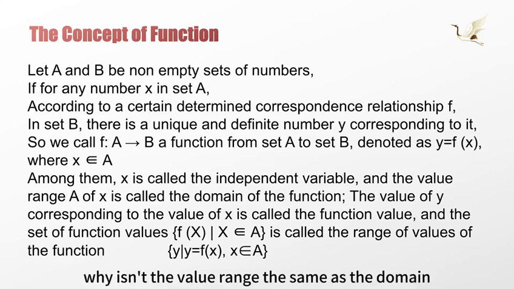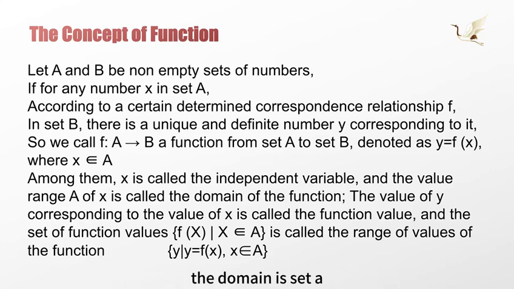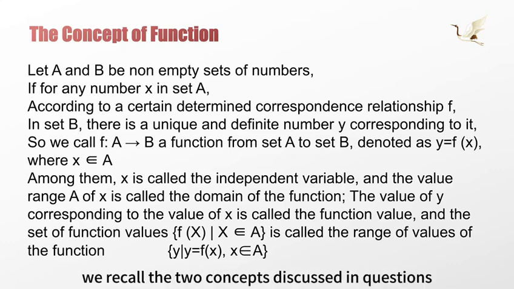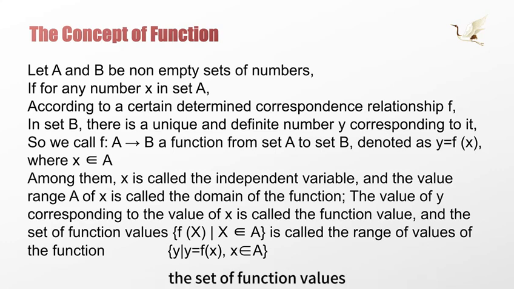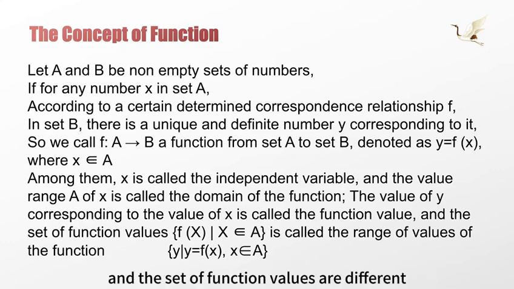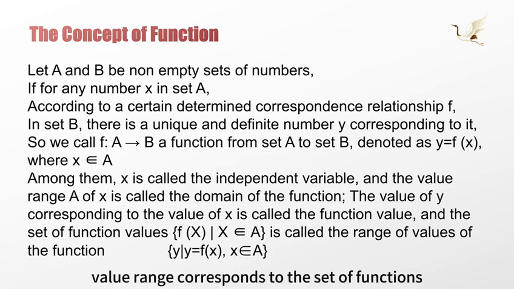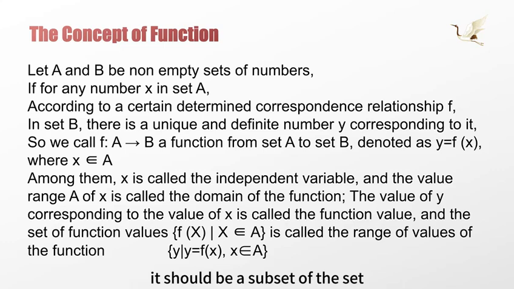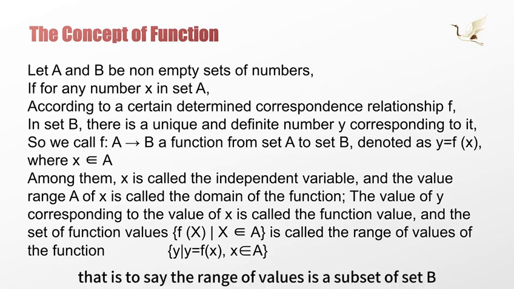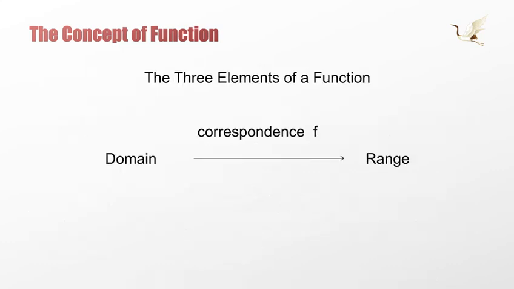Why isn't the value range the same as the domain? The domain is set A. Why isn't the value range set B? We recall the two concepts discussed in questions 3 and 4 earlier. The set of function values and the value range are different. The value range corresponds to the set of functions. It should be a subset of the set where the function values are located. That is to say, the range of values is a subset of set B.